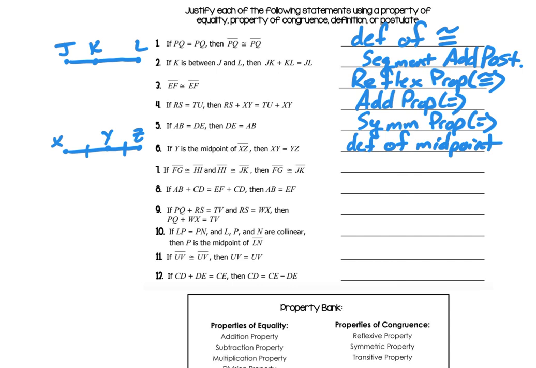Okay, FG is congruent to HI, HI is congruent to JK. So notice here that we have two statements that are a little bit different, but do they have something in common? Yeah, what do these two statements have in common? HI. So if they both are congruent to HI, then what can we say about FG and JK? They're congruent. What are we using here? Transitive. We're taking two statements, combining them together to make a third. And what symbol are we using on all three statements? Congruence. So this is the transitive property of congruence.